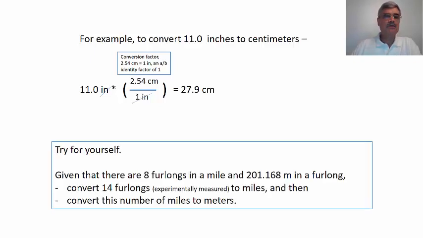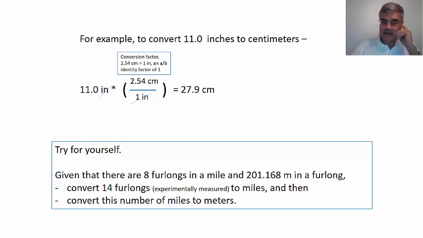Now, you might want to try one for yourself, given that there are 8 furlongs in a mile. You knew that, right? 8 furlongs in a mile. And a furlong is 201.168 meters. Probably didn't know that. Convert 14 furlongs, that would be a pretty long horse race, 14 furlongs to miles. And then convert this number of miles to meters. So just an example for you to work on.